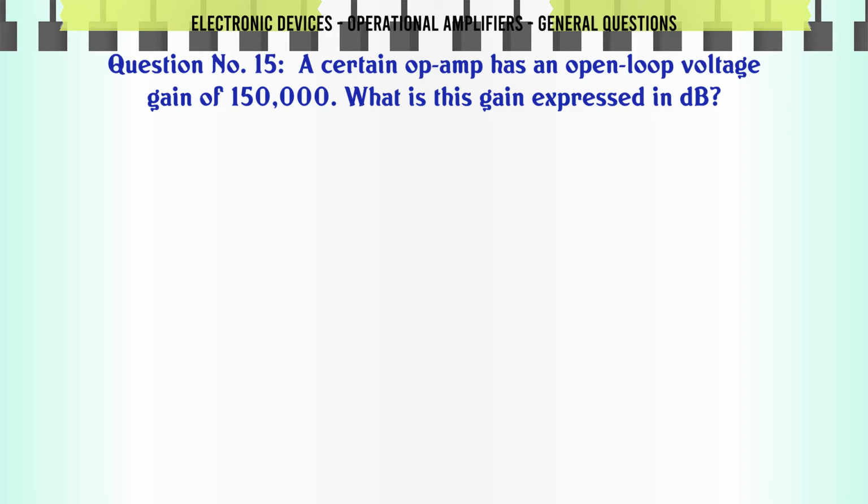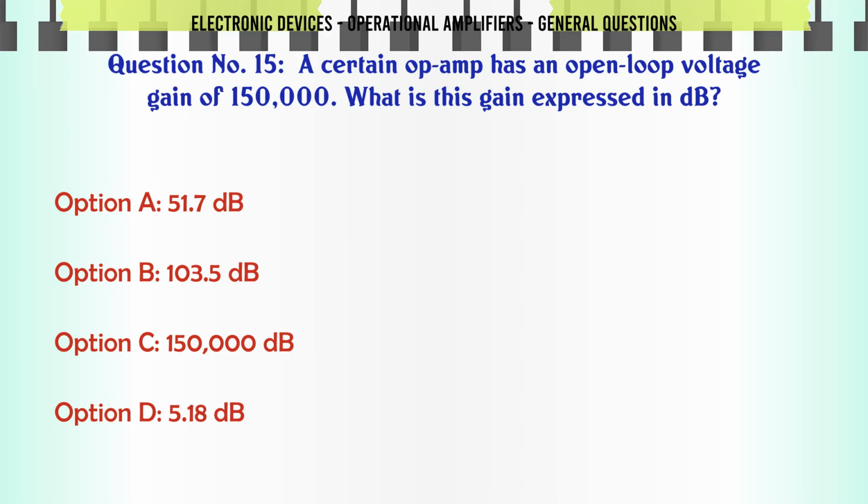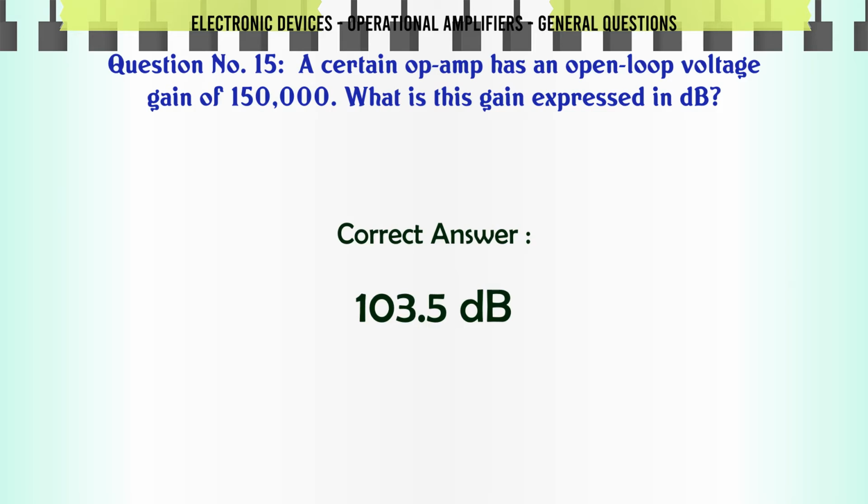A certain op-amp has an open-loop voltage gain of 150,000. What is this gain expressed in dB? A. 51.7 dB. B. 103.5 dB. C. 150,000 dB. D. 5.18 dB. The correct answer is 103.5 dB.